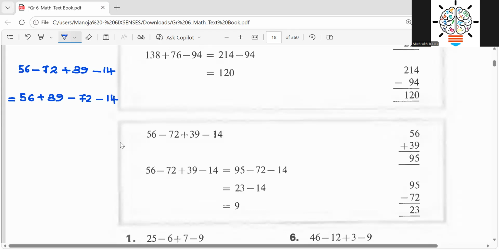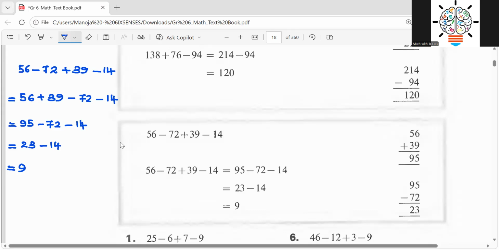So then you get 56 and 39. It gives me 95, right? Now I have 95. From 95, I can easily deduct 72, right? From 95, when I deduct 72, it gives me the answer 23, right? From 23, I can deduct 14, right? It gives me the final answer 9. This is how you want to write the steps when you come across this kind of situation.